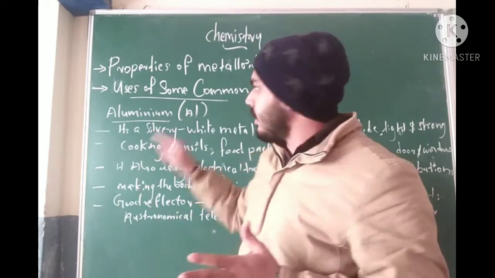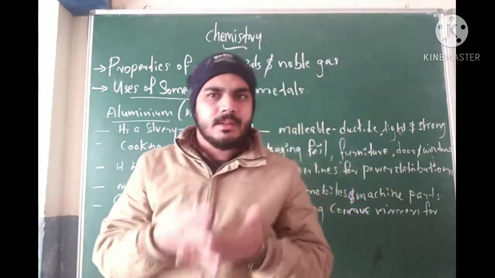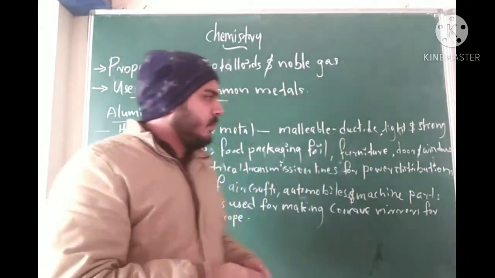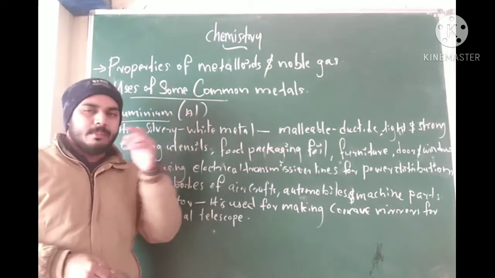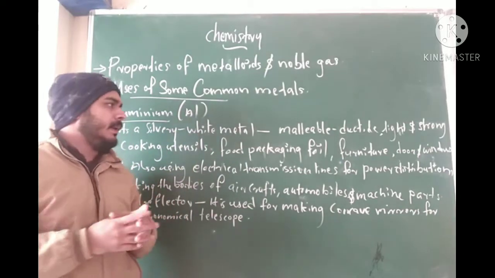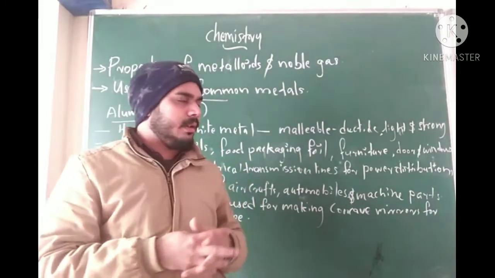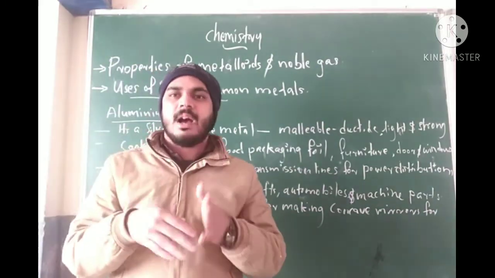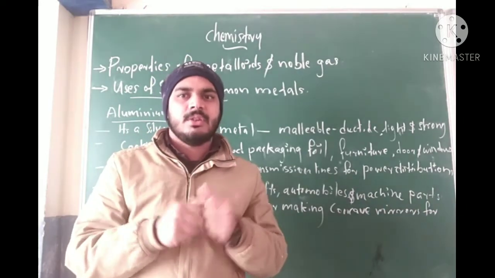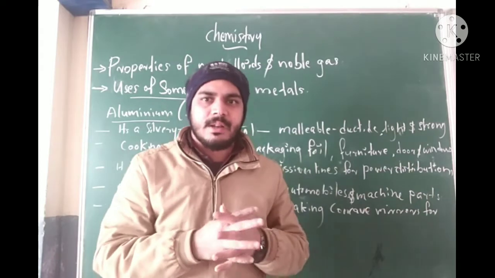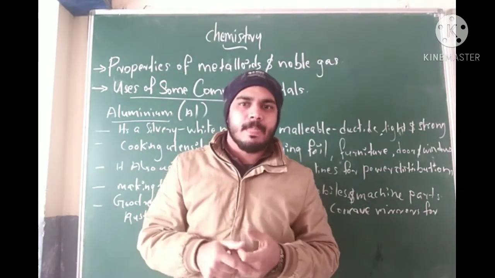Symbol of aluminium. So about the aluminium and what are the uses of aluminium. Aluminium is a silvery white metal. It is a malleable and ductile metal. It is light and very strong. It also conducts electricity and heat. It is a good conductor of electricity and heat.